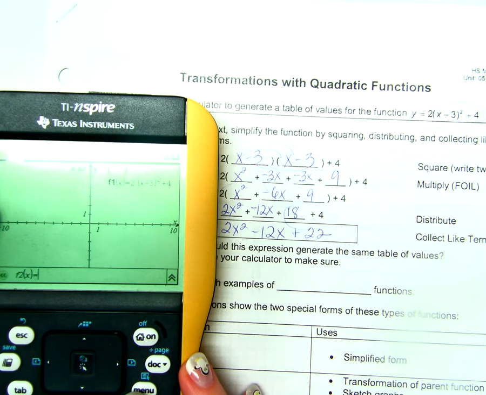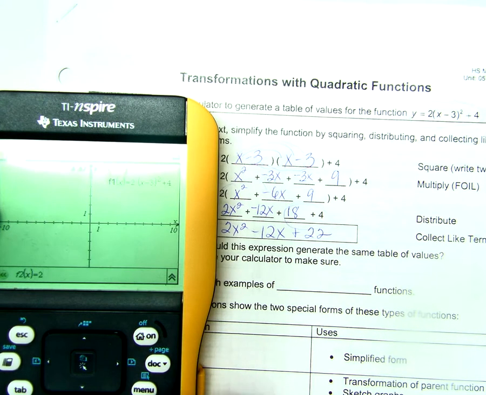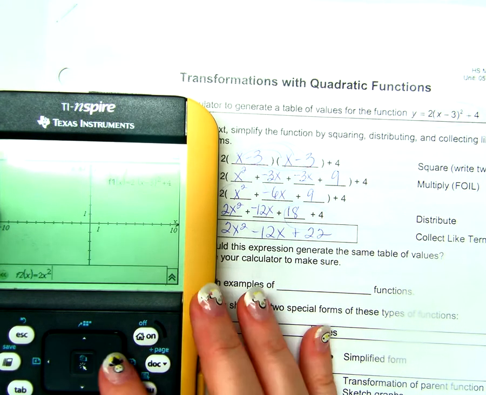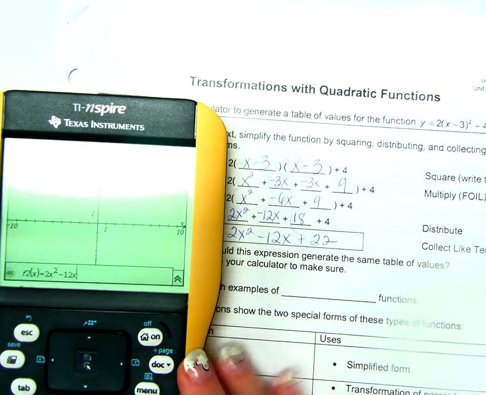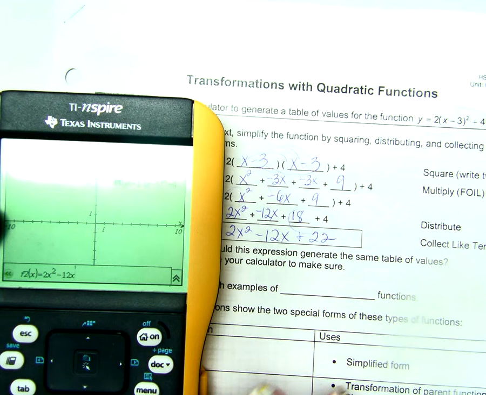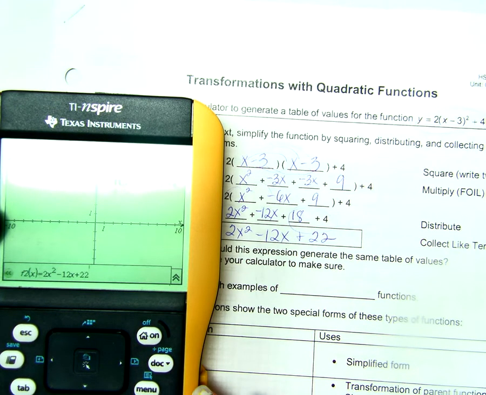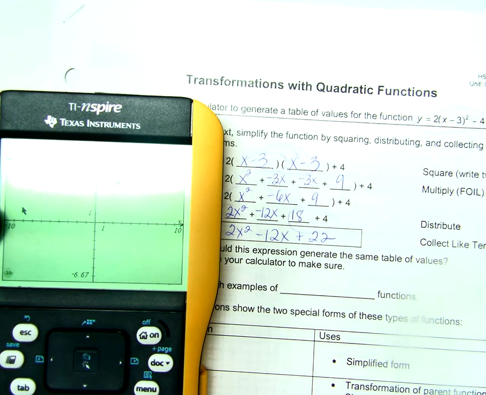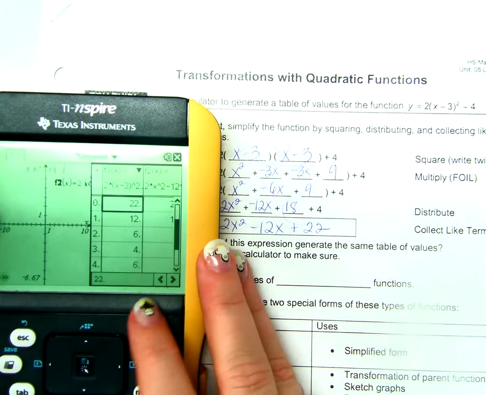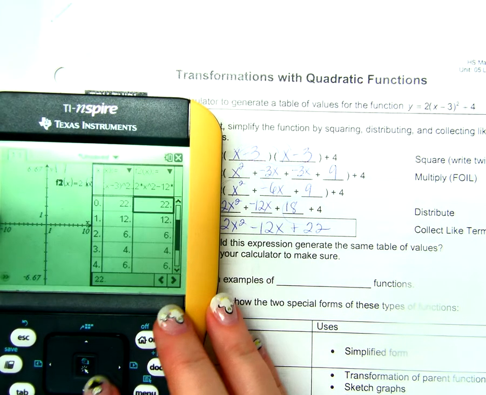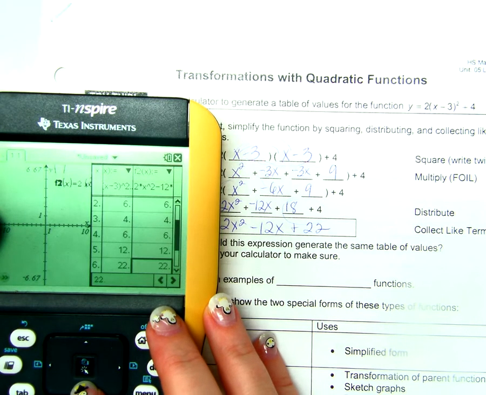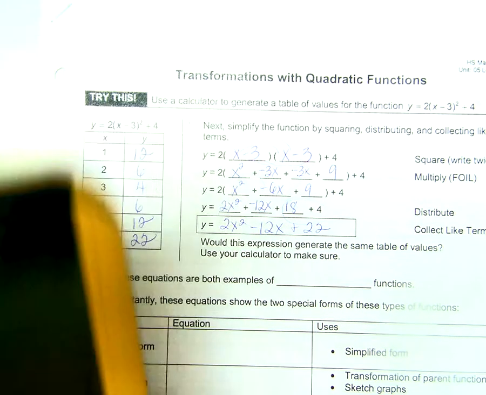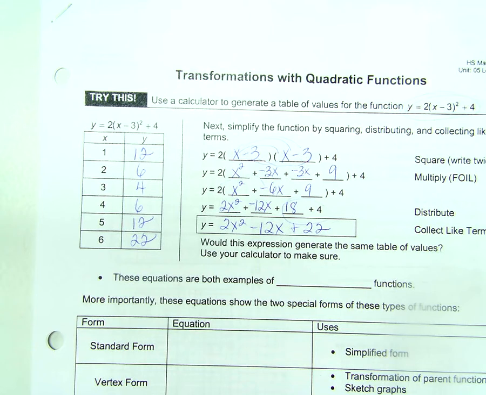Nolan, why do you think it's going to be the same thing? It's the same equation, just in a different form? Okay. So when I go back to hit Control T and look at my table, what do you notice about my y values? They are the same. Did we expect that? Yes, we did. In fact, we're hoping those are the same, aren't we?